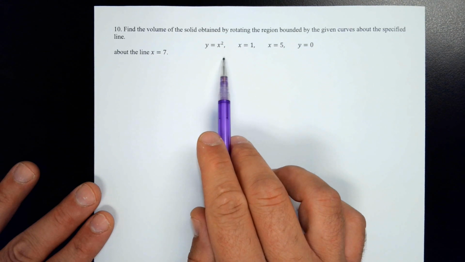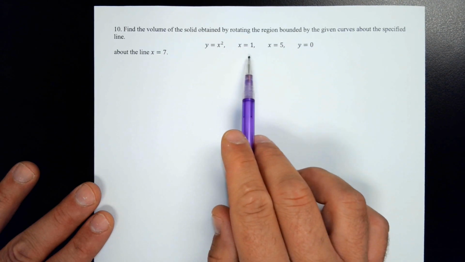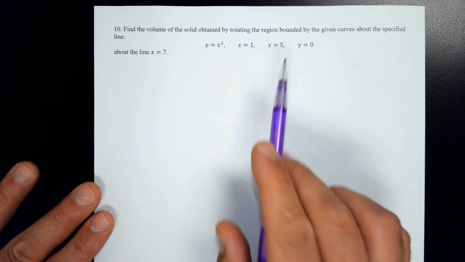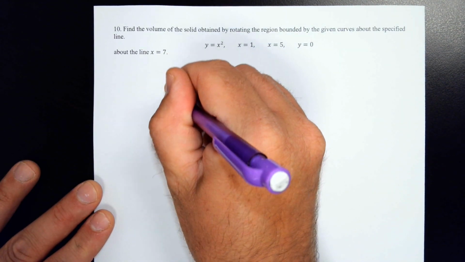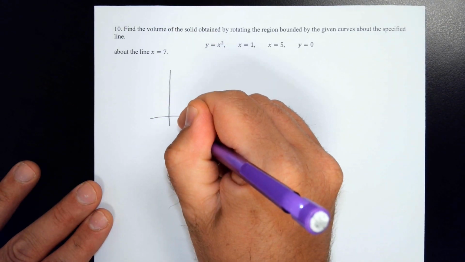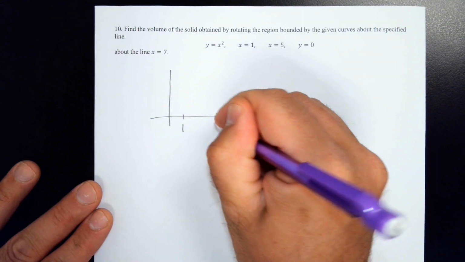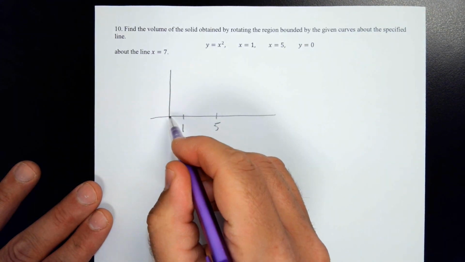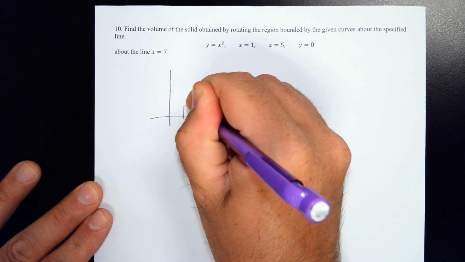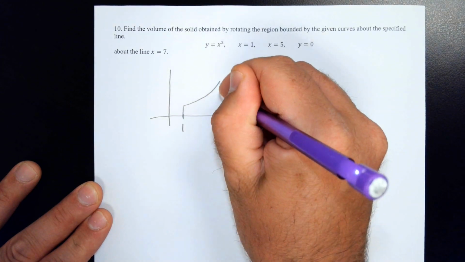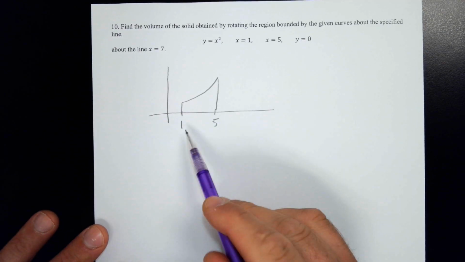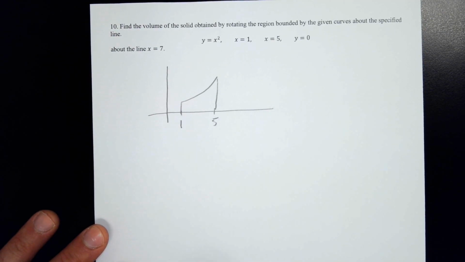We already know what y equals x squared looks like. It's the parabola. And then it's bounded by these two vertical lines, x equals 1 and x equals 5. So let's see if we can sketch this. X equals 1 would be a vertical line, and x equals 5 would be a vertical line. And you can imagine this parabola going up like that, but it's being bounded by x equals 1 and x equals 5. And y equals 0 is this x-axis right there.